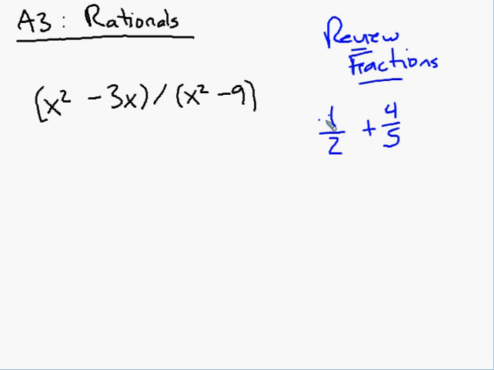So if I think of this as the number of ways my pie is cut, and this is the number of slices I have, in order to add these, I need to cut my pie the same way. So the same way in this case is going to be into tenths. So if I cut this pie into 10 slices, well, how many slices would be half of a pie? Well, 5 slices. So I multiply top and bottom by the 5.